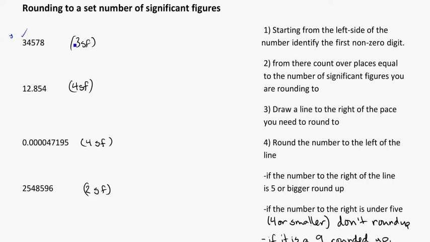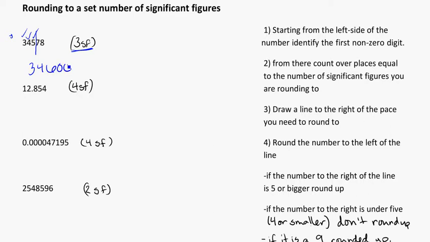Now from there, including that number, we need to count over 3 spots because we want 3 significant figures. So that's 1, 2, 3 spots, and I'll draw a line. Now I use that line to help me decide whether I need to round up or leave it as it is. So in this case, I see a 7 on the right-hand side of the line, and I need to then round my 5 up, because 7 is greater than 5. So this number will become 3, 4, 6, 0, 0.